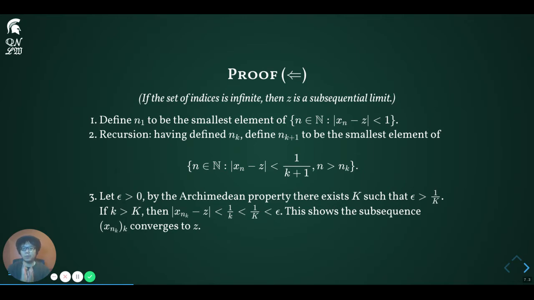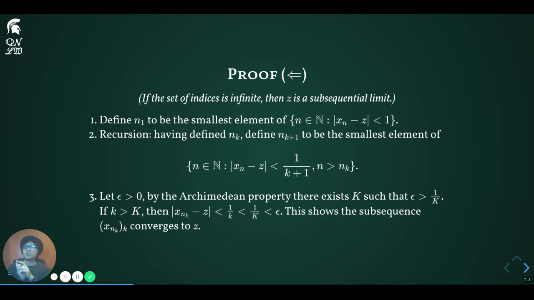Next, we prove the reverse direction, which is the implication that if the set of indices is infinite for any epsilon positive, then the number is a subsequential limit. To do so, it is enough to construct a sequence x sub n sub k that converges as k goes to infinity to the desired z.